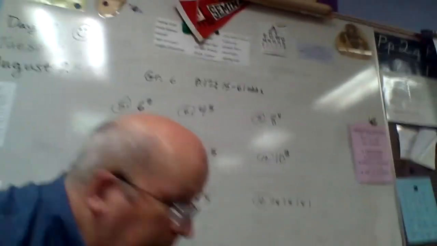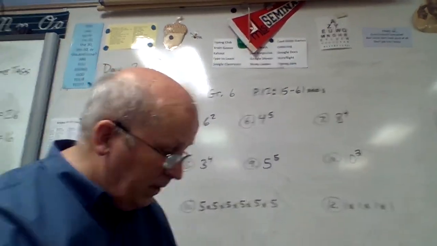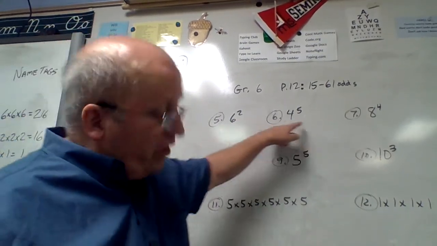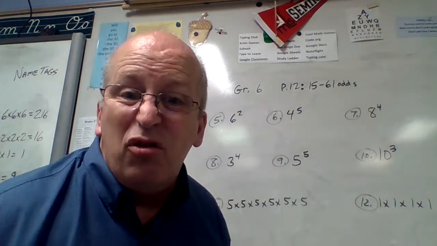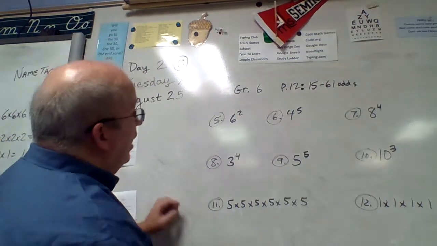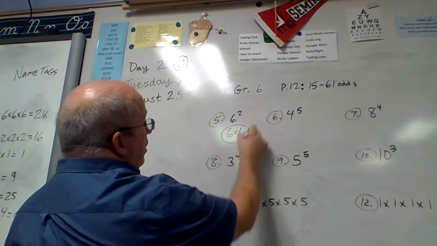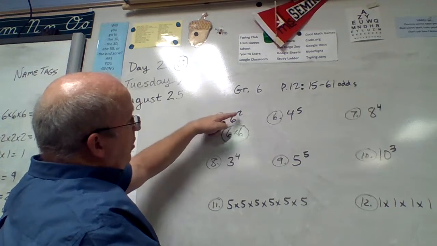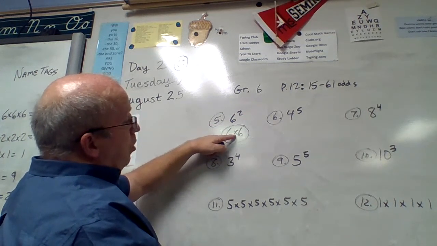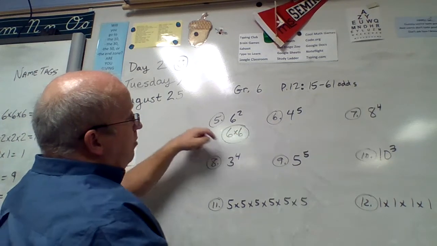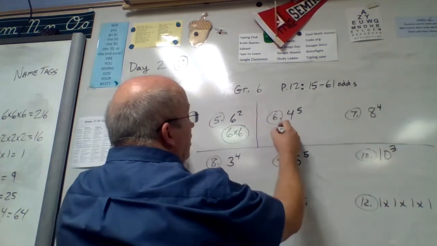Okay. These problems that I wrote on the board are actually in your textbook on the bottom of page 11. The directions for 5, 6, and 7 say to write each power as a product of the same factor. So all they're asking you to do here is to write number 5, 6 to the second power, as the product of the same factor. Product means multiplication, so I write it as 6 times 6. This one, problem 6, they want me to write it like this.